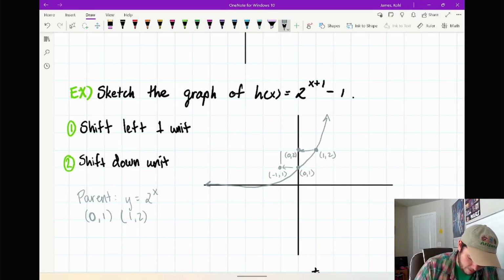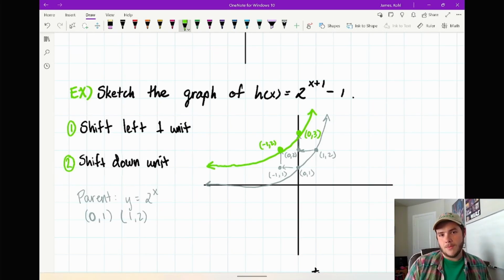Then they're going to move up 1 to their final position. Negative 1, 1 is going to go to negative 1, 2. And then 0, 2 is going to go to its final position, 0, 3. And then I can sketch my graph. As you can see, we can use transformations to sketch the graph of more complicated looking exponentials.